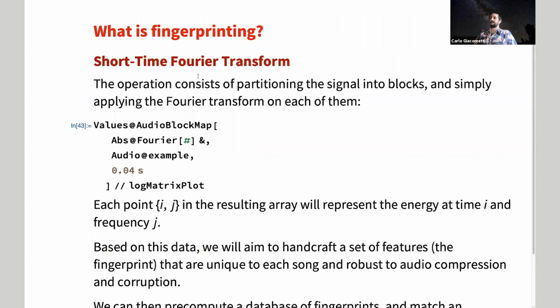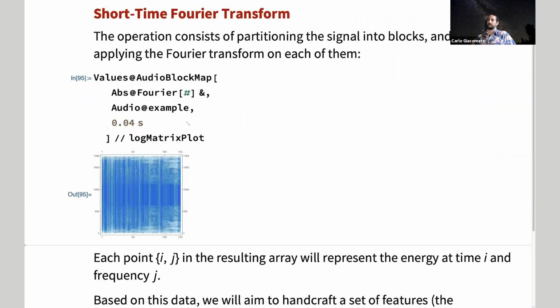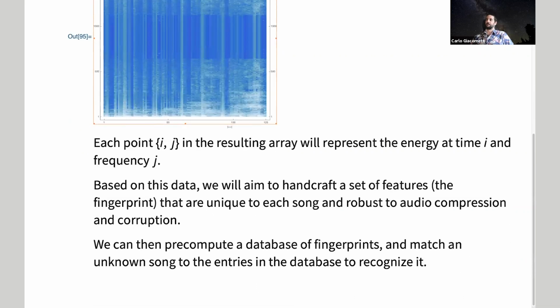Well, it is a short time Fourier transform, which consists very simply of partitioning the waveform into blocks and applying the Fourier transform on each of them. So here we go. This is one such representation. This is just a giant array, and each point at coordinate i and j will represent the energy of the signal at time i and frequency j. So we will use this as a starting point to handcraft a set of features that are robust to compression and corruption.